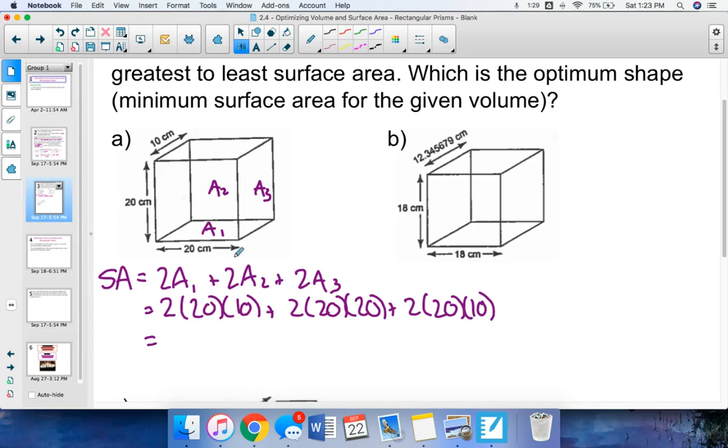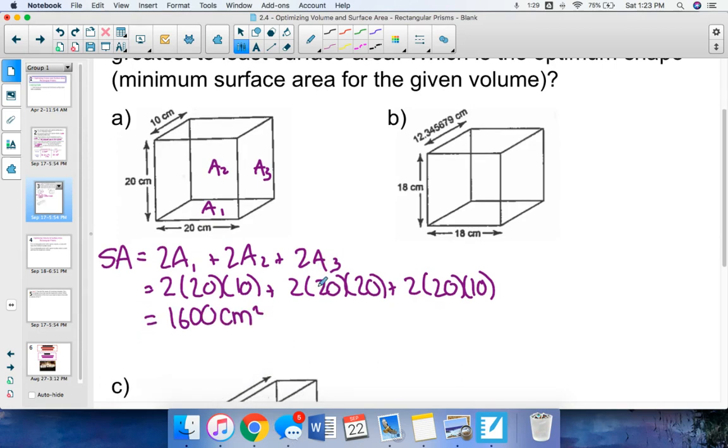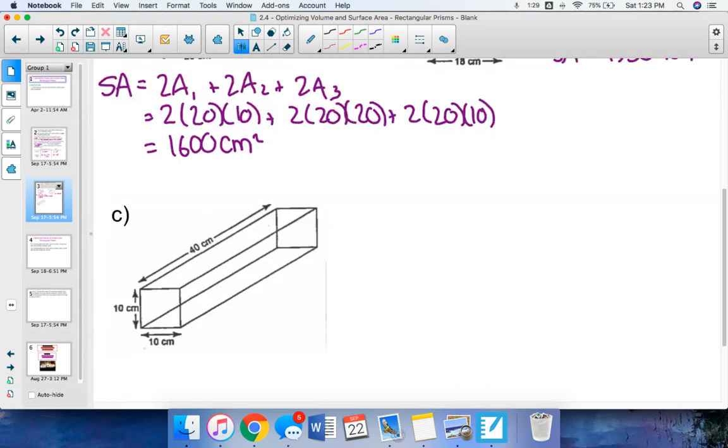So when you do all of that, you should get 1,600 centimeters squared. But as always, check my answers because I obviously make mistakes sometimes. Okay. So that's 1,600 cubic centimeters. If you were to go through and calculate this one, you should get 1,536.9 centimeters squared. Okay. And this one. So surface area here should be 1,800 centimeters squared.